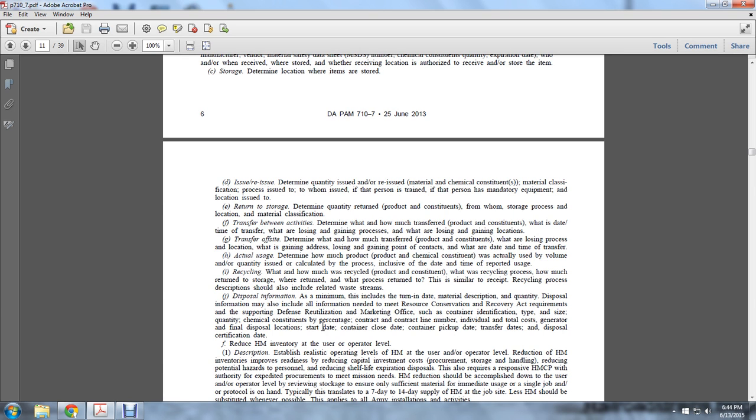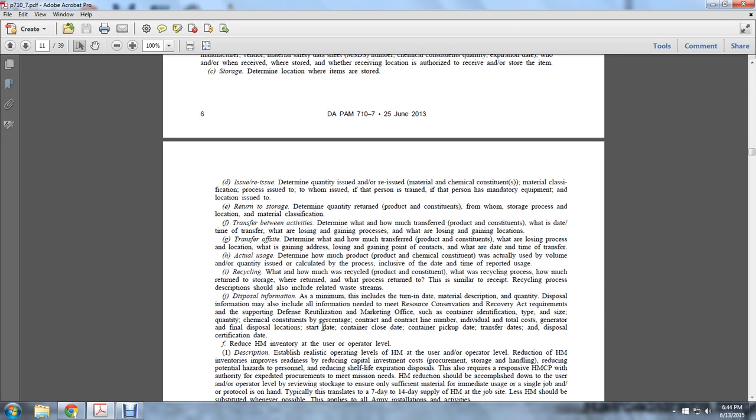F. Transfer between activities. Determine what and how much must be transferred, the product and the constituent. What is the date and time of the transfer? What are the losing and gaining processes? What are the losing and gaining locations? Transfer off-site: determine the weight, what and how much was transferred, the product constituent, the losing processes and location, the gaining location, the losing and gaining points of contact, and the date and time of the transfer.